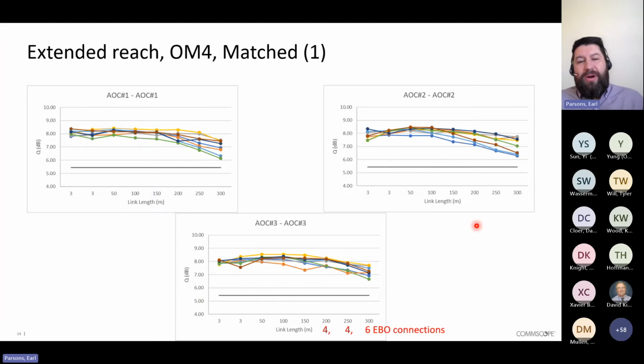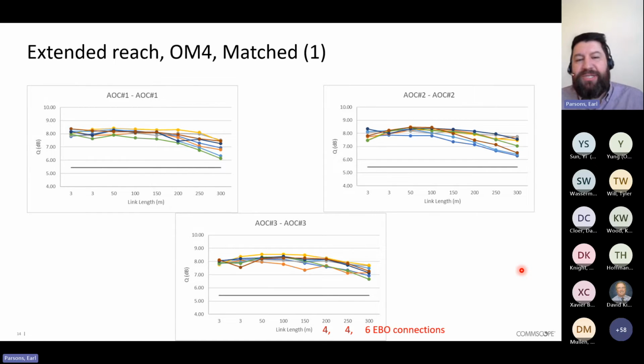All right, so here are 3 results of these extended reach for matched AOCs, again, the ones that came prepackaged together. The first 5 or 6 data points on these graphs are what were on the previous slide, so from 3 meters to 150 meters. And then we added these extra ones for 200 meters, again, with 4 connections in the path, 250 with 4 connections, and then finally 300 with 6 EBO connections in the path.